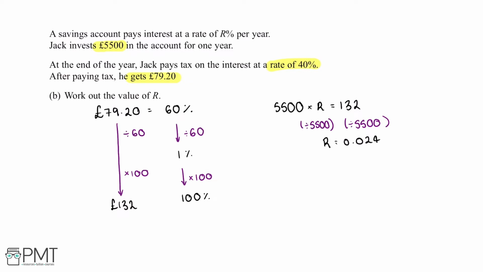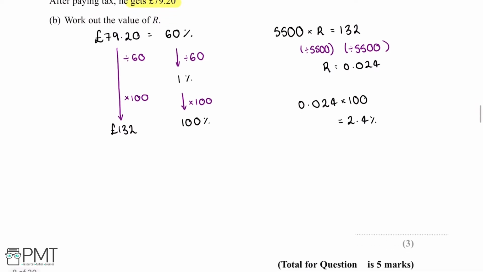And now the final thing we need to remember to do is to convert this from a decimal to a percentage, because this value of r is the multiplier which we'd use for the percentage. So we can do 0.024 multiplied by 100 to work out the percentage. And this tells us that his savings account pays an interest rate of 2.4%. And this is our final answer.